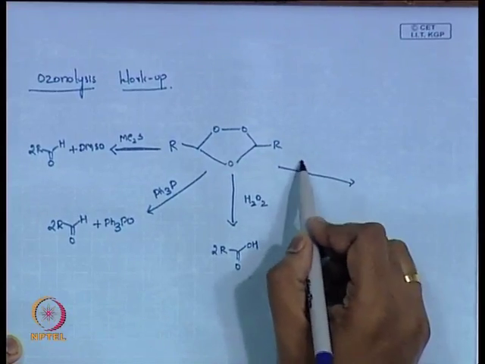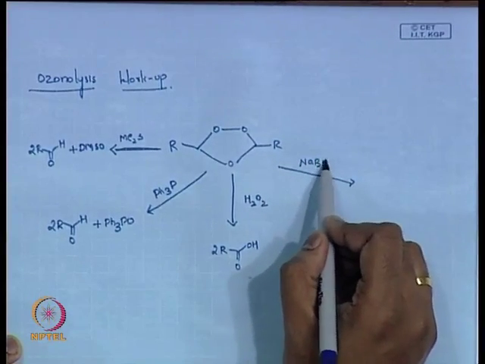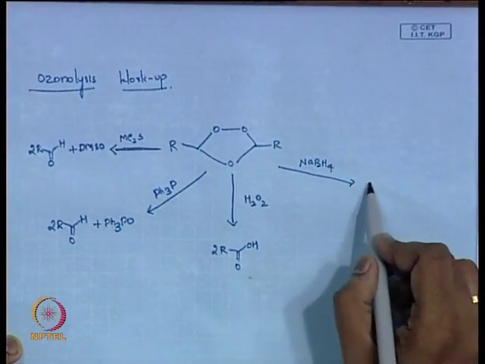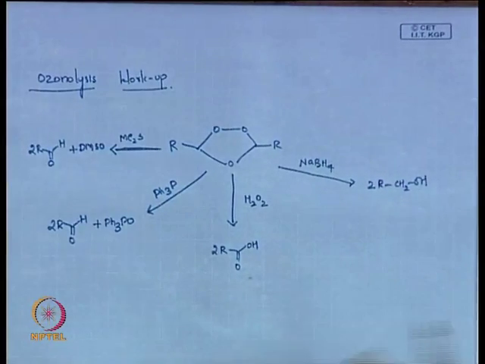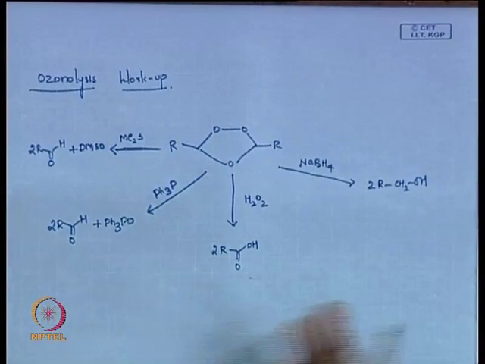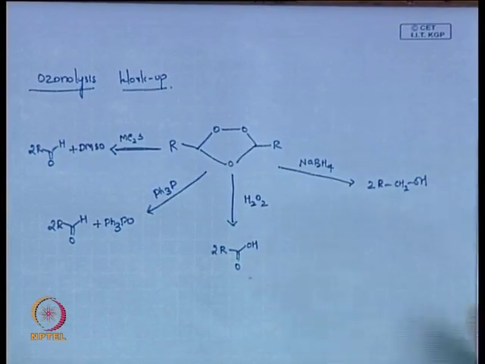Same way, if I work it up with sodium borohydride, then you end up with 2 molecules of alcohol. So you can end up with aldehydes, an acid, or an alcohol depending upon your workup. So that's why ozonolysis workup is very important.